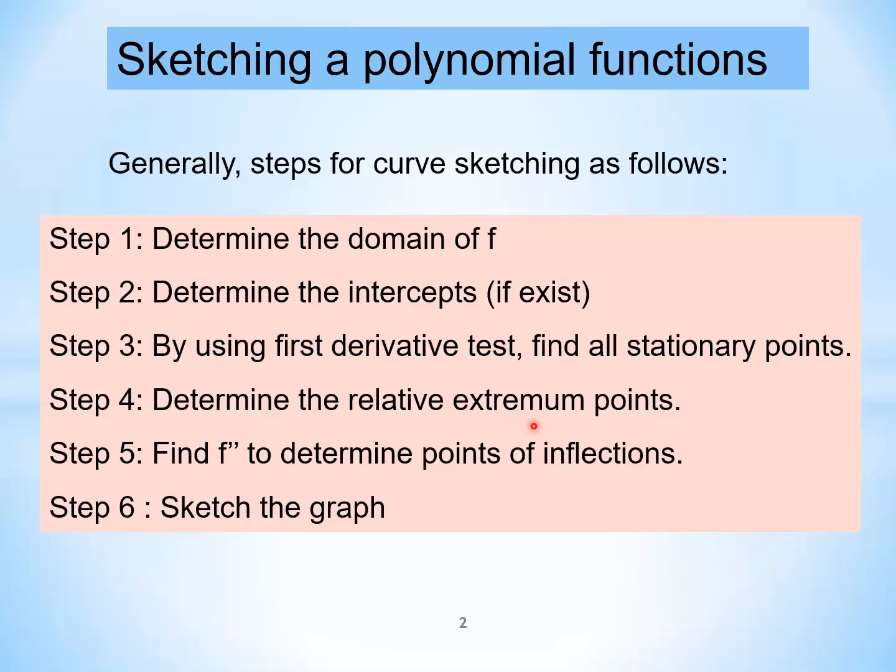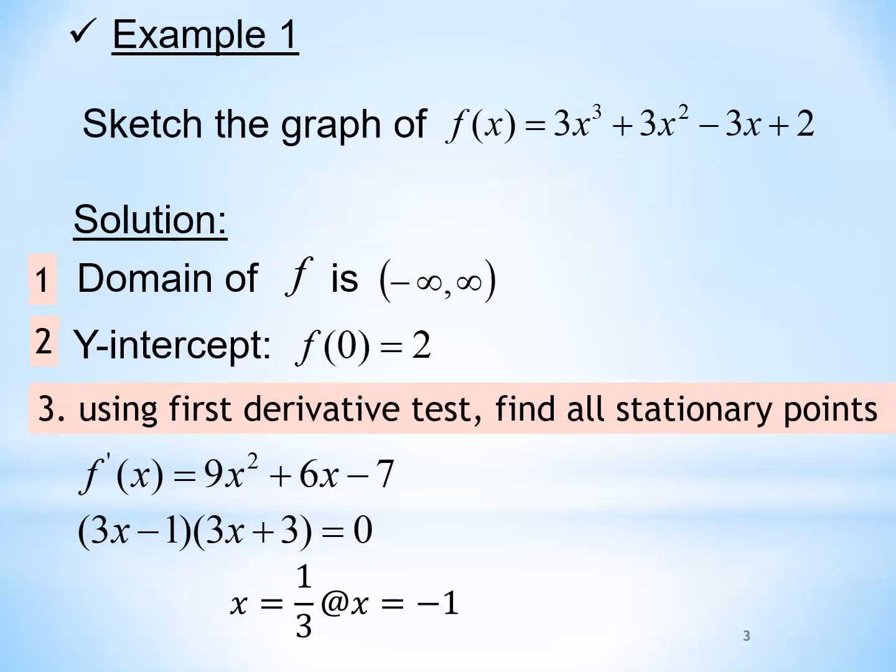Relative extremum means you have two: relative maximum and relative minimum. And then number 5, find the second derivative to determine the point of inflections. And lastly, you can sketch your graph. Example 1, sketch the graph of this function.